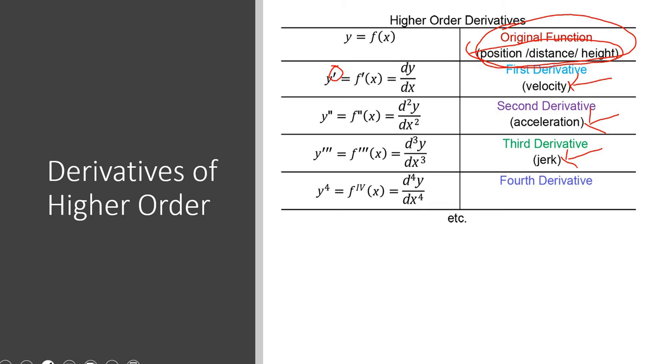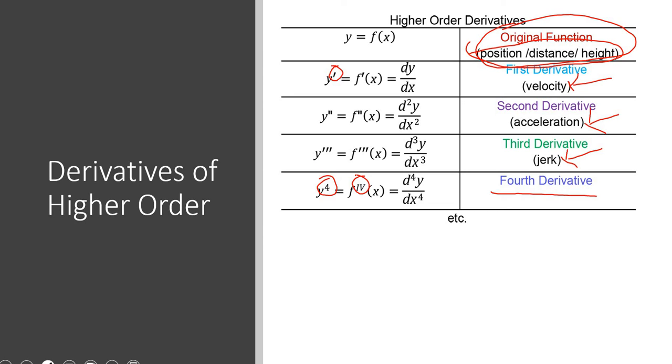But here we have the fourth derivative, and when we're talking about position, distance or height as our original function, there's not a whole lot of utility to a fourth derivative. Once you get past a certain point in taking these derivatives, they're no longer really that useful. But you can also see that if it's such a high order, then we don't even use the apostrophes anymore. We just put number 4 or in Roman numerals like that.